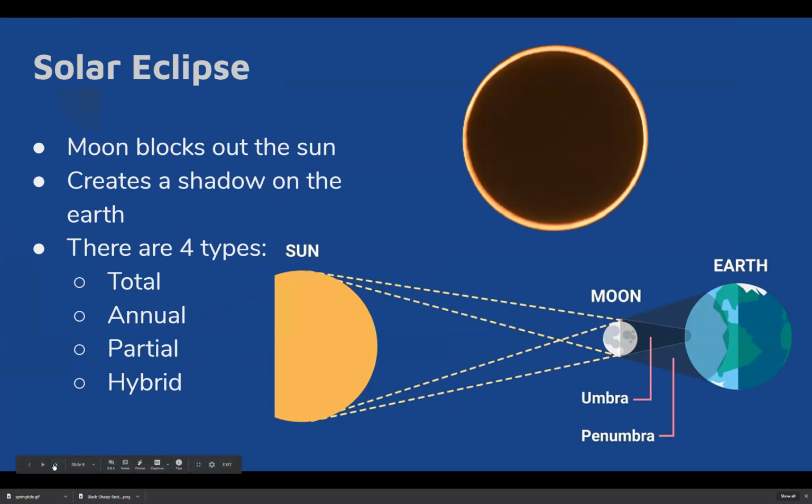Here we have a visual of the solar eclipse up at the top, and the same thing as the last slide. In this one, it's the opposite, and the moon blocks out the sun and creates a shadow on Earth. And there are 4 types of this: total, annular, partial, and hybrid. I think this helped me understand umbra and penumbra a lot more than the previous one. As you can see, the penumbra is the wider, less dense shadow, and the umbra is a very pinpointed shadow. These both result in this visual up top of what we would see on a solar eclipse.